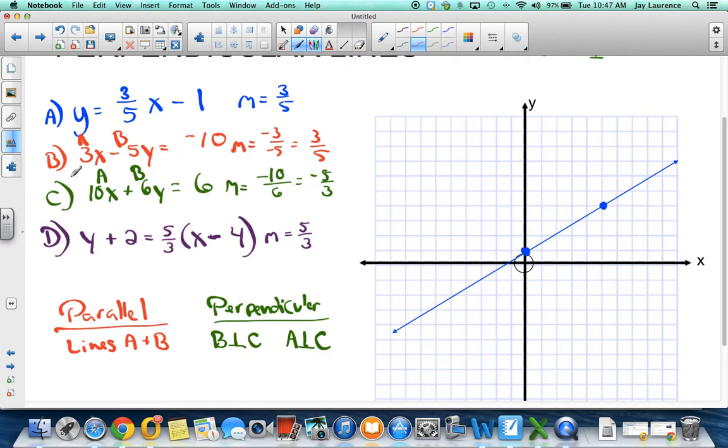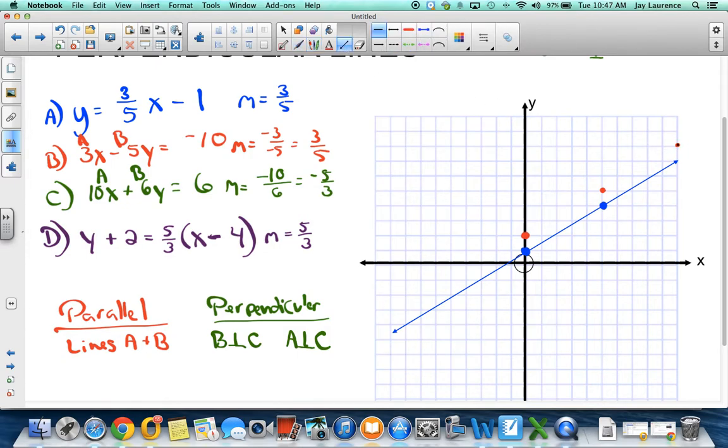And let's see. It's in standard form. I can figure out the y-intercept really quick. It looks like the y-intercept is going to be 2. C divided by B. So the y-intercept is going to be 2. And the slope is 3/5. So it's going to go 1, 2, 3, 1, 2, 3, 4, 5. And look at that. You can tell it's going to be perfectly parallel.